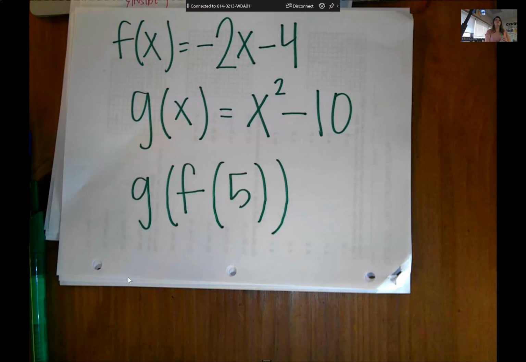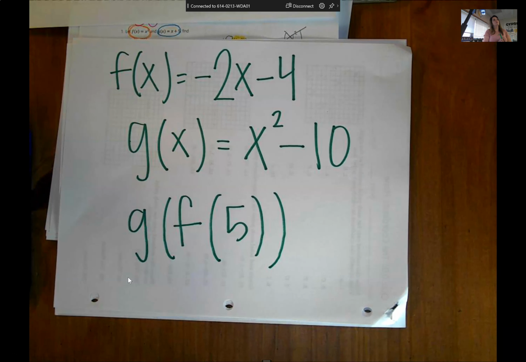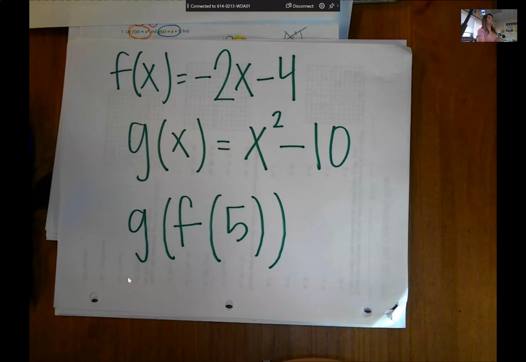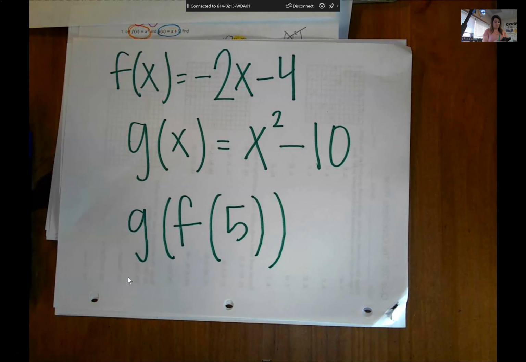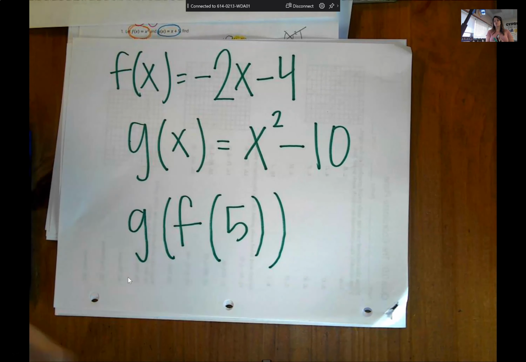It's looking like 186. So when you plug in f of 5, you get 15. No, if you plug in, oh, duh. Okay, f of 5 is negative 14. Then 14 squared is 196. And then you subtract 10, so that's 186. So it was 186. Okay, next one.